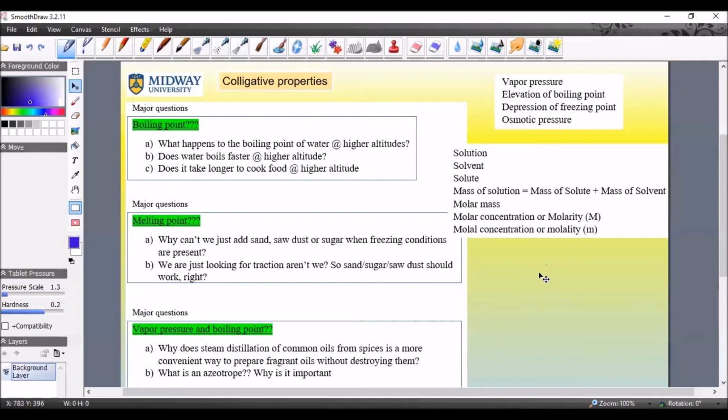Maybe you would find some answers to these questions. These are not difficult questions, but they're not straightforward. They do require a little bit of thinking. I'm going to stop this video at this point, because this is merely introducing colligative properties. I don't think I've even defined the term colligative properties yet, but these are things that you may want to know as you walk into the world of colligative properties.